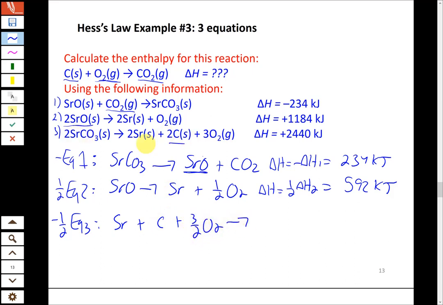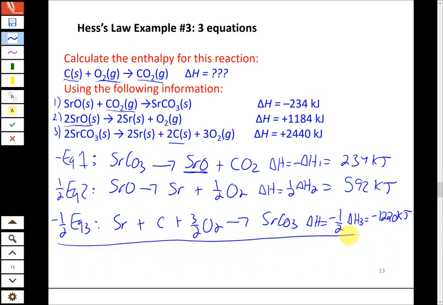And then that's going to be our product, again, multiplying everything by 1/2. So it's going to be SrCO3. So delta H for this, we flipped it and halved it, so it's going to be minus 1/2 times the third delta H. So 2440, change the sign, multiply by 1/2, 1220 with a negative. All right, so those are the 3 modified equations.